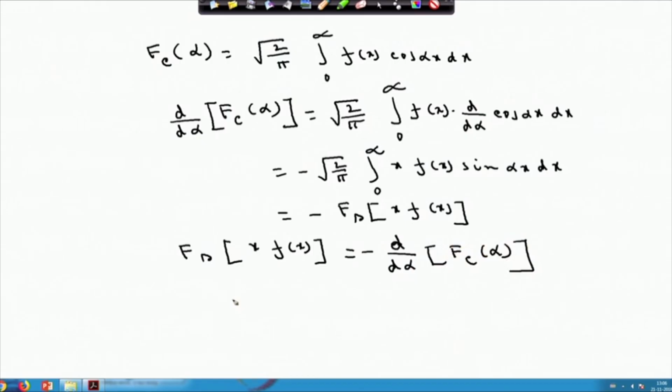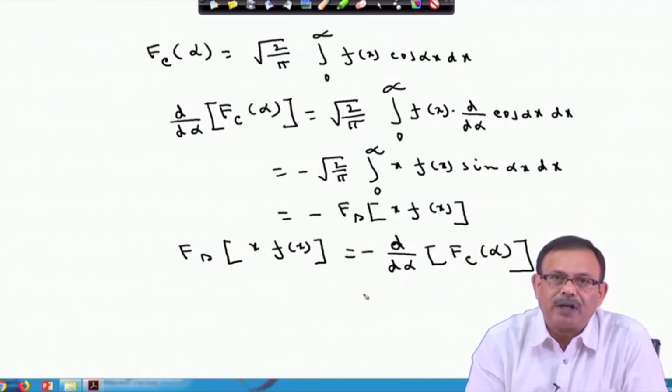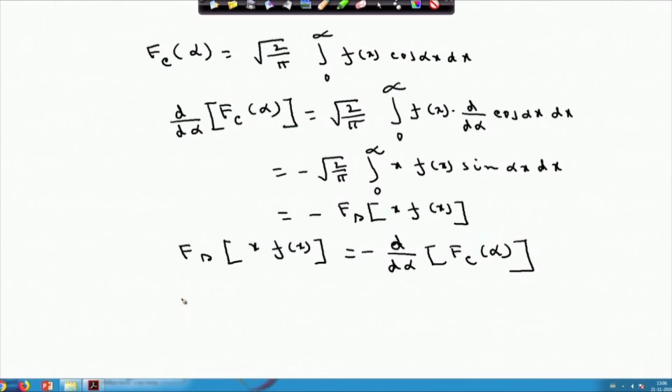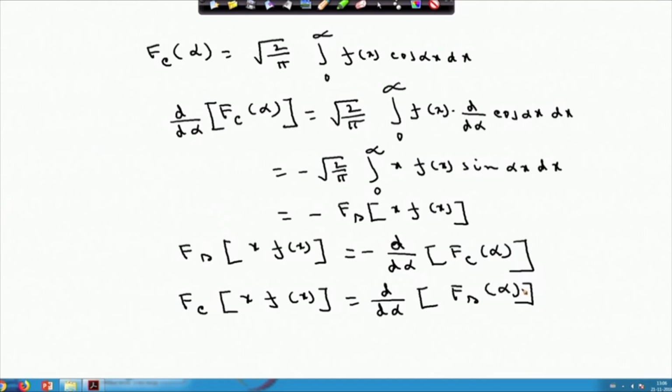So, this completes the proof that the Fourier sine transform of x f x equals minus d by d alpha of the Fourier cosine transform of alpha. In the same fashion, I can prove that the Fourier cosine transform of x f x will be equal to, minus will not be here, d by d alpha of the Fourier sine transform of alpha. This we can write down. So, this we have proved, and in the same fashion we can prove this part also, which you can check on your own.